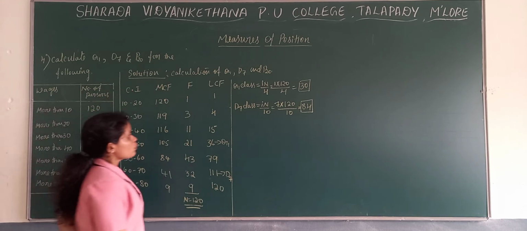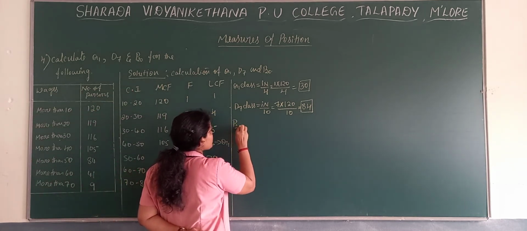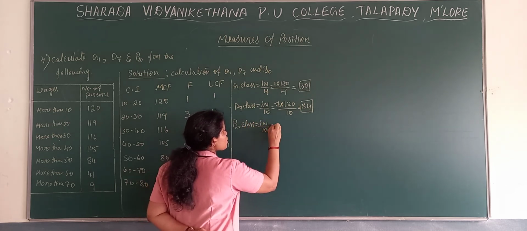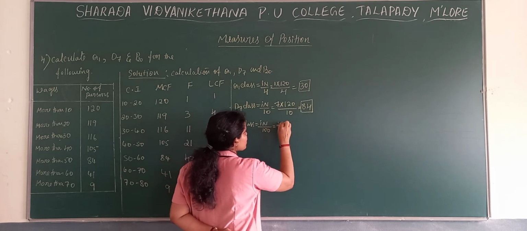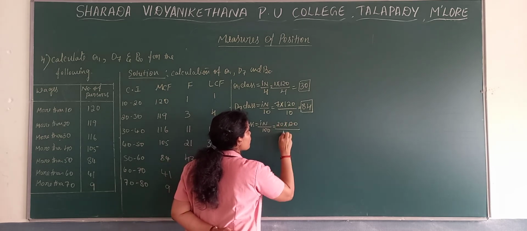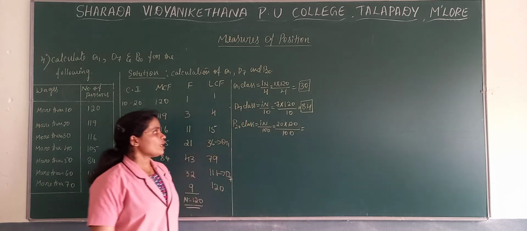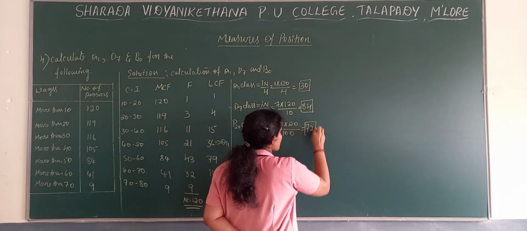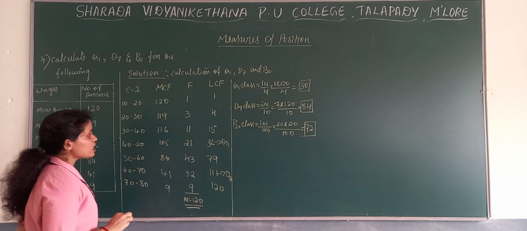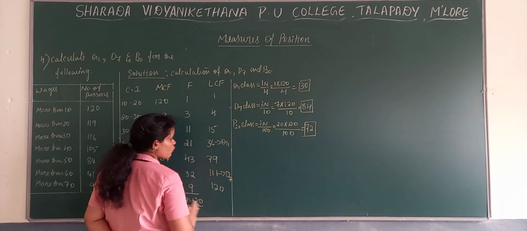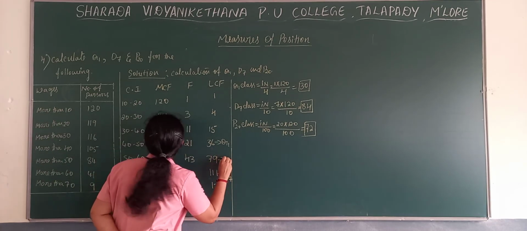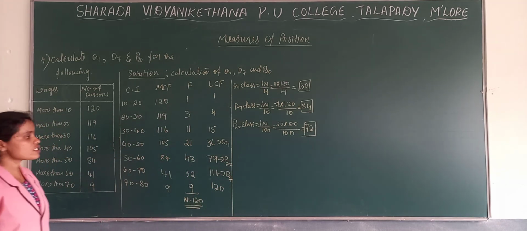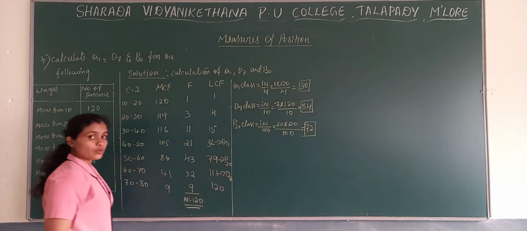Now next is about the P20 class. For P20, IN by 100. So here I is 20 into N is 120 by 100. So we get 120 into 20 by 100, and there we get the value as 72. Now check in the LCF where that 72 will fall. 72 will fall within 79. So this is your P20 class. So we have defined the classes now, that is Q1 class, D7 class and P20 class.